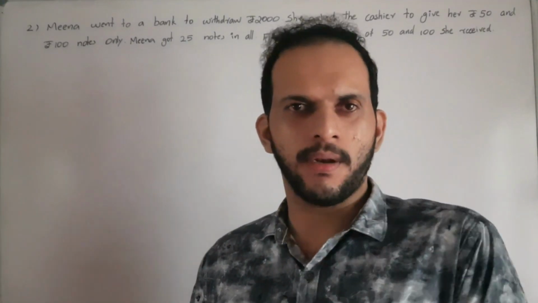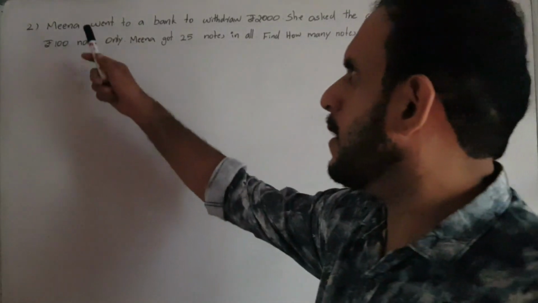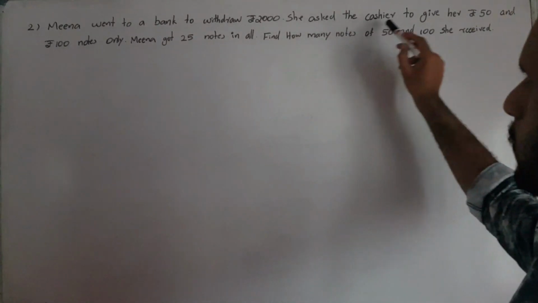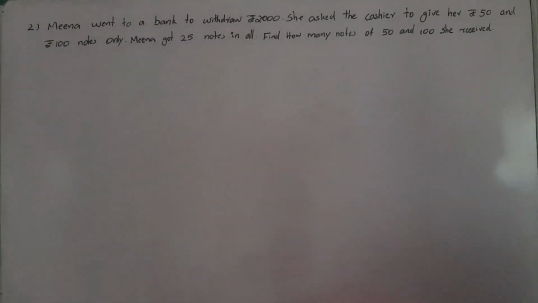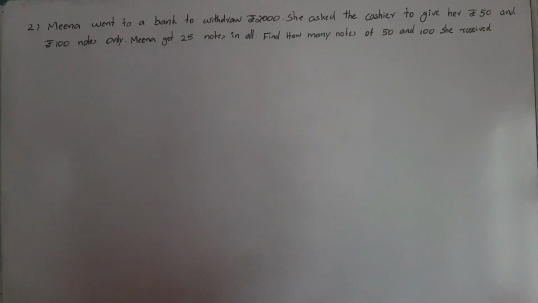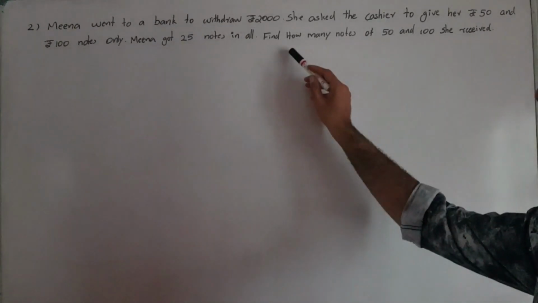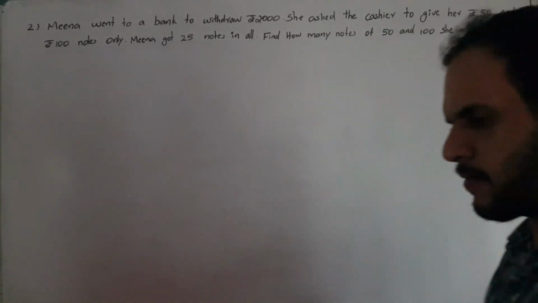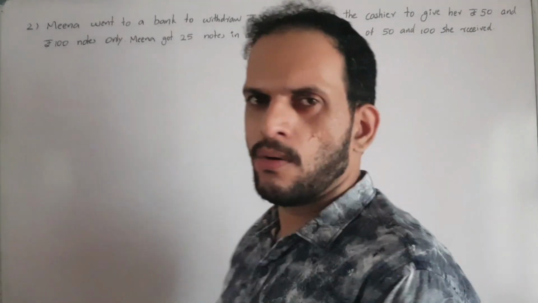Okay, the next question is like this. Meena went to a bank to withdraw rupees 2000. She asked the cashier to give her rupees 50 and rupees 100 notes only. Meena got 25 notes in all. Find how many notes of 50 and 100 she received. Okay, the question is very easy.